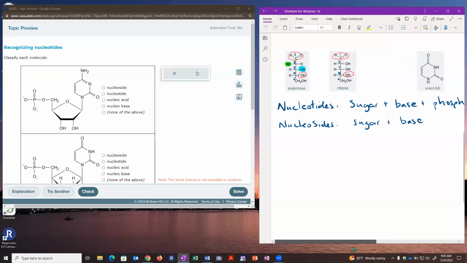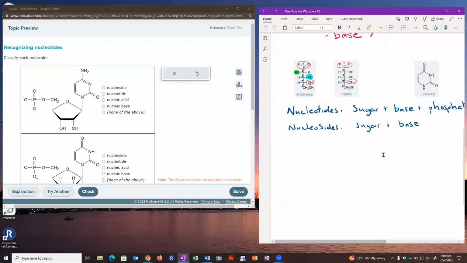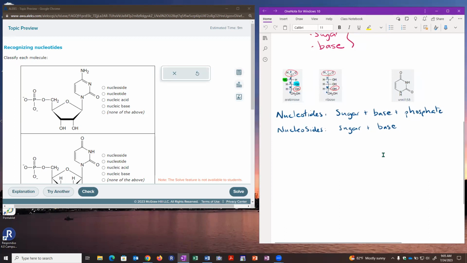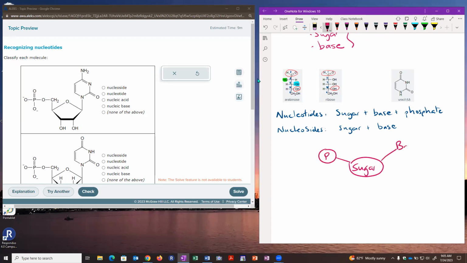So if you think of sort of a block diagram of what a nucleotide is, we're going to have our sugar connected to our phosphate group, which we'll represent as P. And then we have our base over on the other side. All three of them make up a nucleotide. A nucleoside is just a sugar and the base itself without the phosphate.